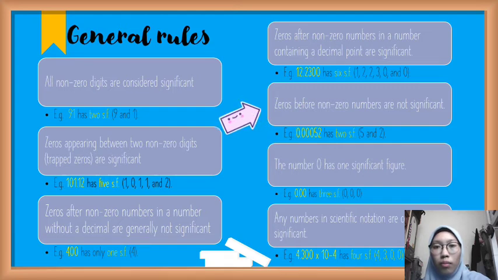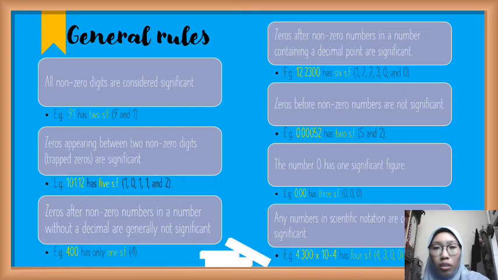Zeros before non-zero numbers are not significant. For example, 0.00052. Look at this number. We have 3 zeros before the 5 and 2, which are non-zero numbers, and this number has a decimal point, right? So we don't count these zeros as significant. In total, we have only 2 significant figures, which are 5 and 2.